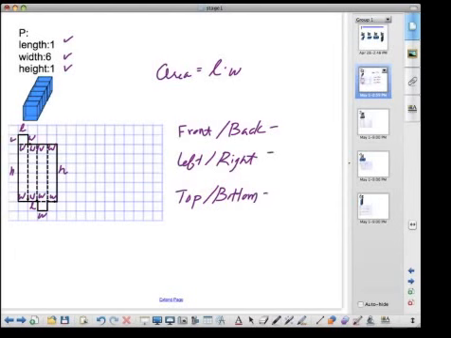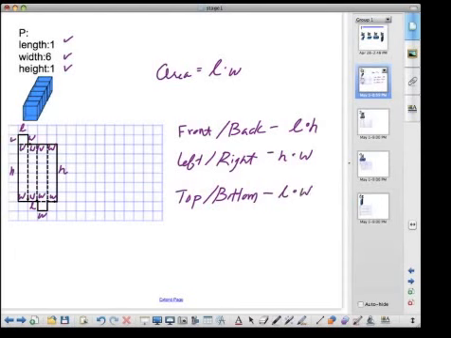For the front and the back of my box, my area can be expressed as the length times the height, because I've got 1 unit across the bottom, 1 unit vertically, and that's the surface of the front of my box. On the left side and the right side, I've got 1 unit, which is the height, times my width, because I go 6 units back. And for the top and the bottom of the box, I've got 1 unit of length multiplied by my width. Those are my dimensions.